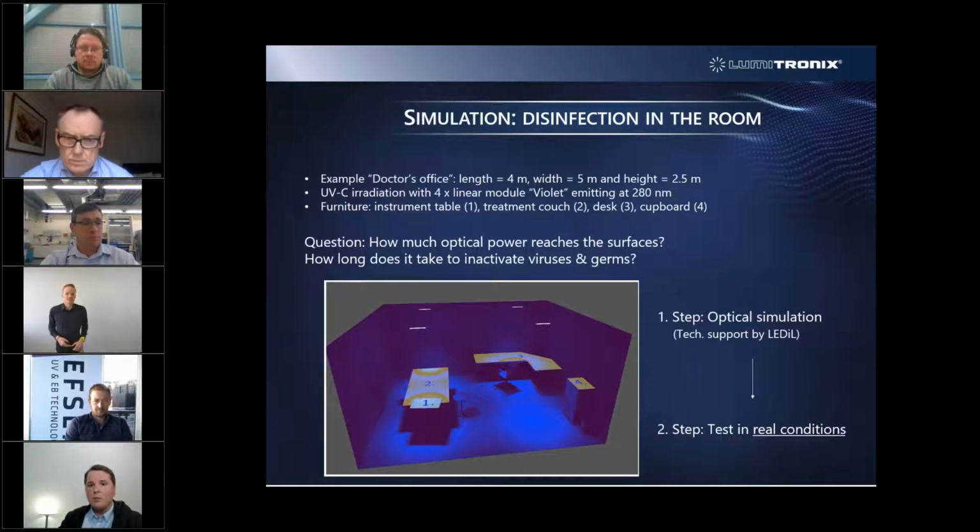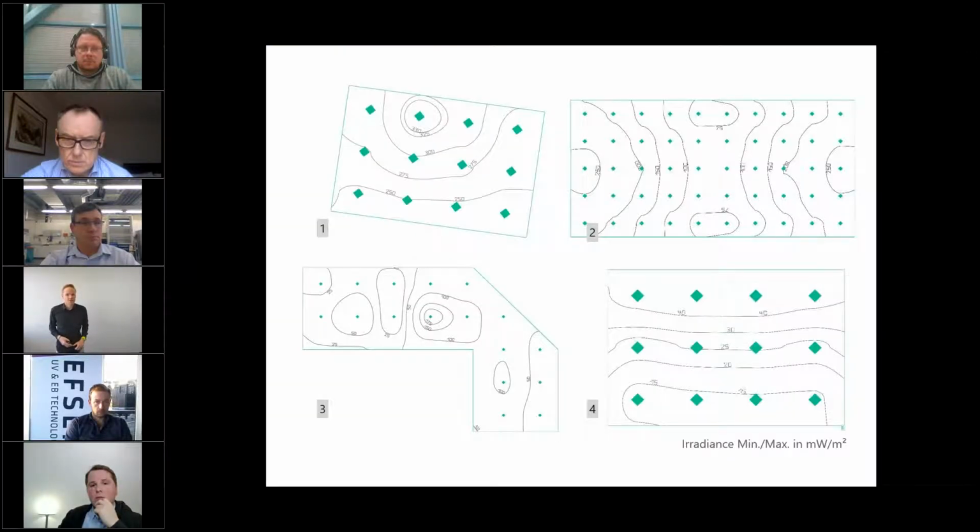To investigate that, the first step for us was to ask LED to do an optical simulation for us. And the second step will then be to do a test in real conditions. The simulations that we got from LED showed very different values in milliwatt per square meter. The cupboard and the desk showed really low numbers, but the treatment couch and the instrument table showed quite good results.